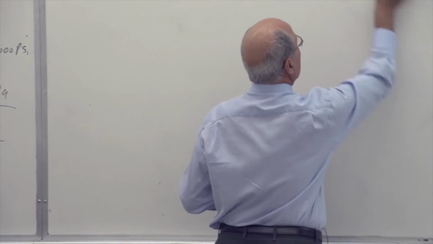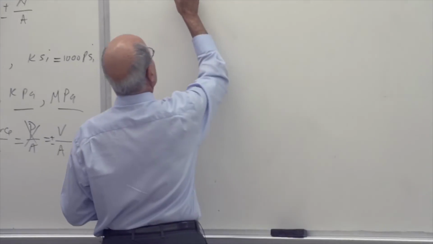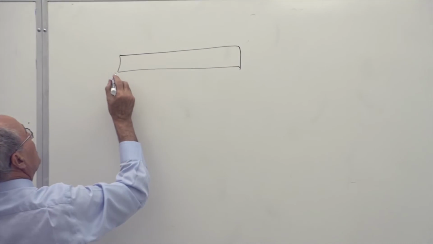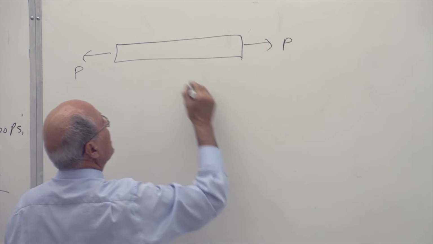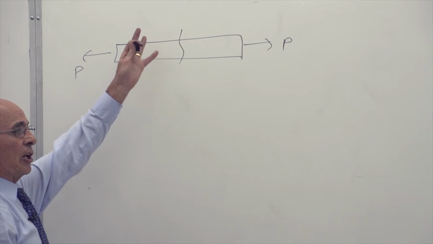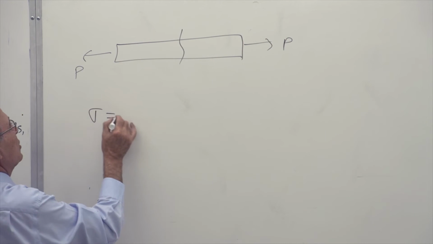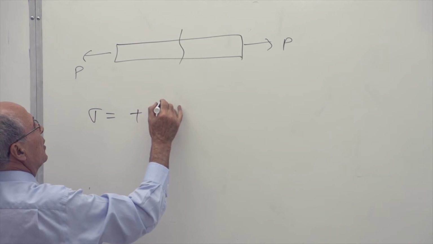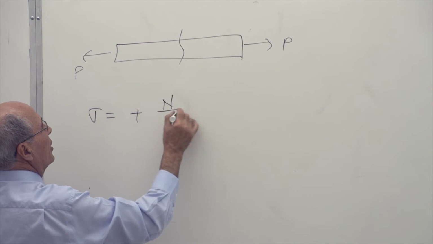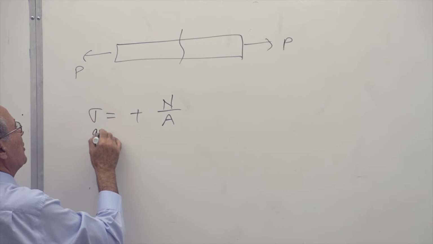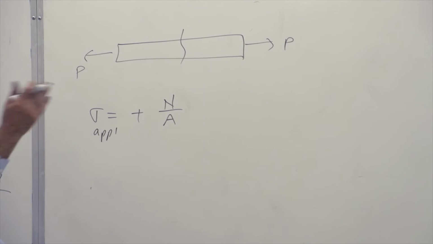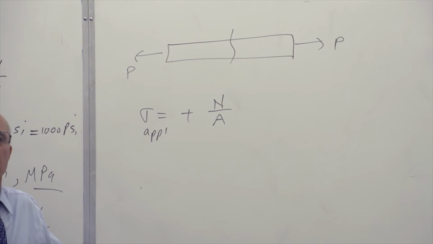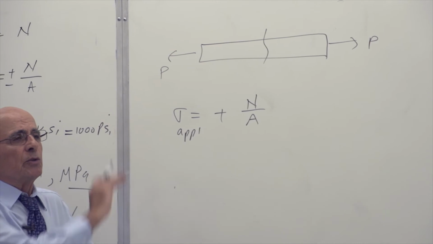Now, let's go back again, to give you another important idea. Let's say we put a P here, a P there, and you make a cut there. This is under normal stress. When you calculate sigma equal to N over the area, we call this sigma applied. I give you the P, I give you the area.